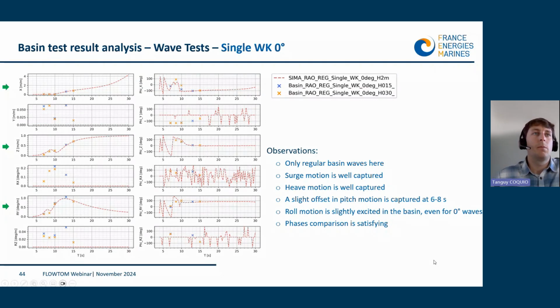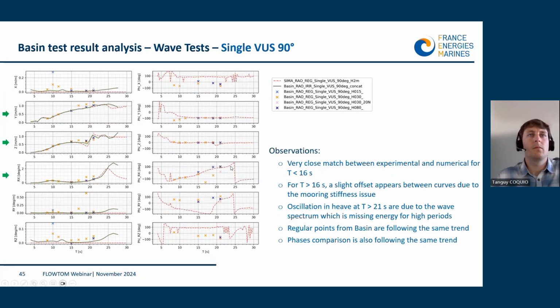I can go to the next slide. Here it's the same kind of comparison, but with the single vessel with head waves in this case. Again, we have only regular basin waves here. The surge motion and the heave motion are well captured. A slight offset in pitch motion is captured at 6 to 8 seconds, and the roll motion is slightly overexcited in the basin. But this is a parasite motion because there are no waves in this direction. As well, the phase comparison is satisfying here.